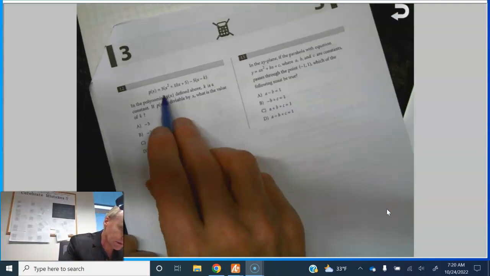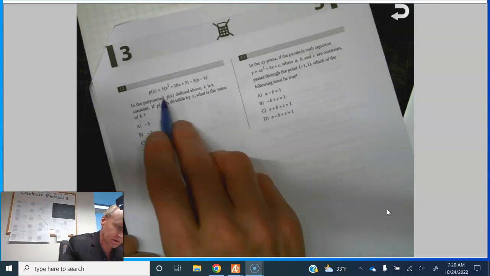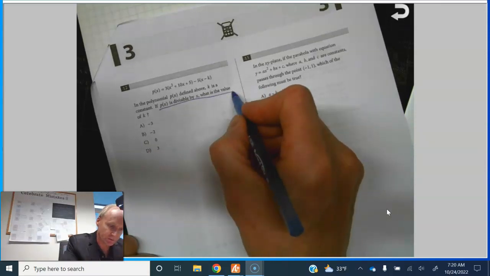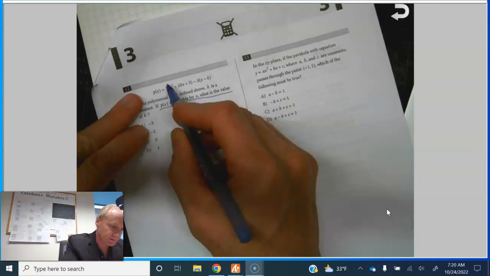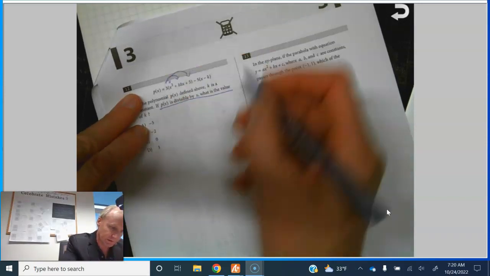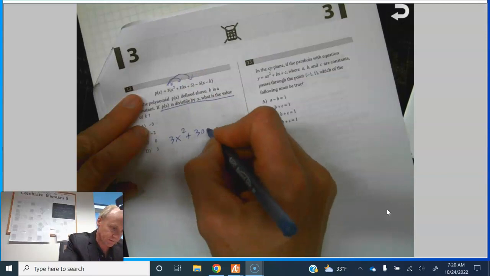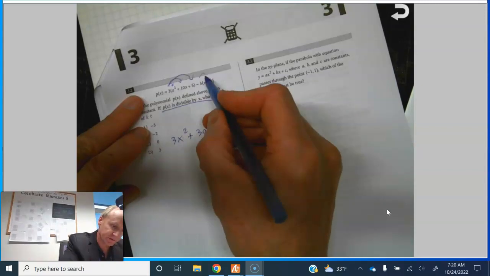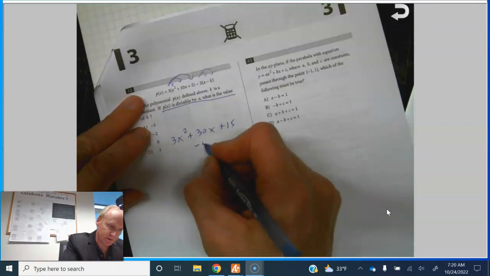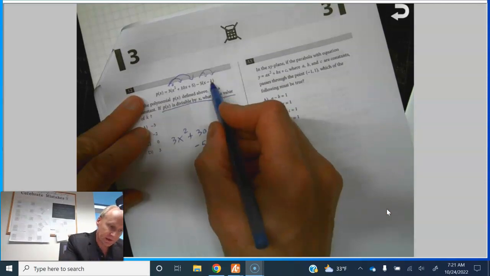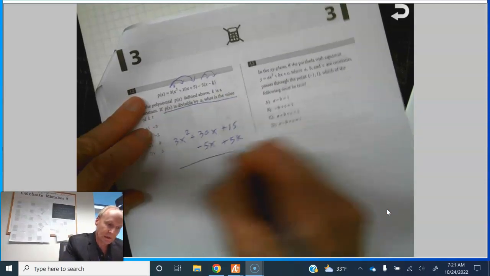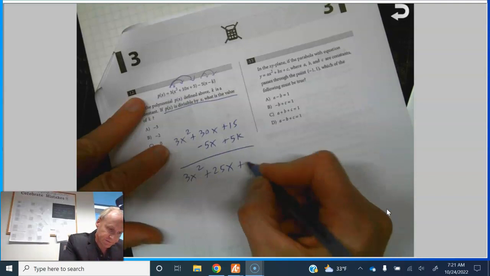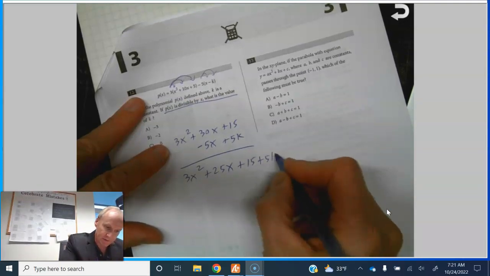All right, one more here. Looks like we're going to be distributing. k is a constant. We want p of x to be divisible by x. What is the value of k? Interesting. Okay, so let's go ahead and distribute this and see what we've got. That's 3x squared plus 30x plus 15. I just distributed the 3. Then you have to distribute the negative 5. You have to be very careful. That's negative 5x, but that's plus 5k. Now that gives us 3x squared plus 25x plus 15 plus 5k.